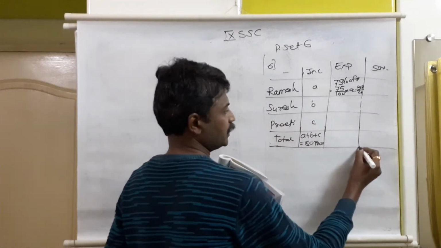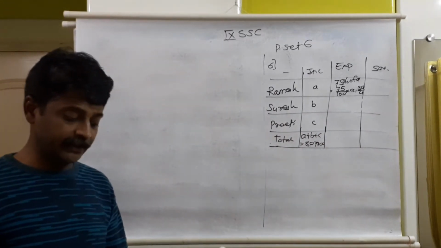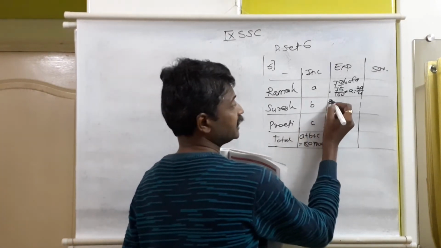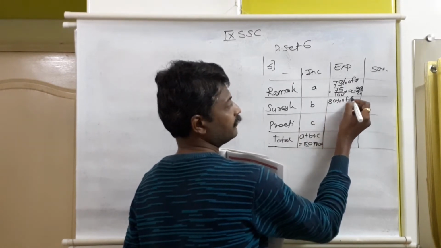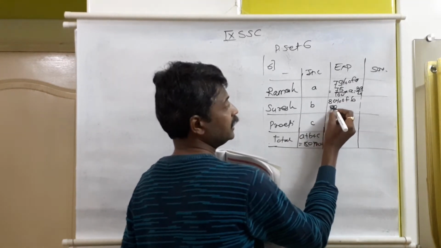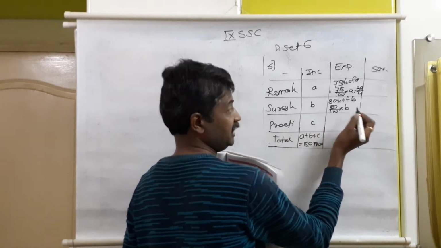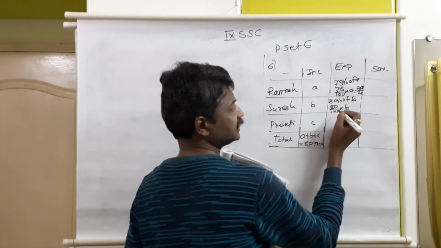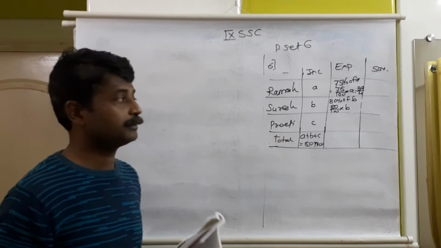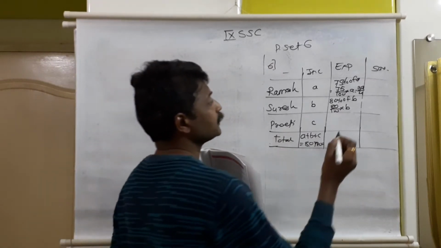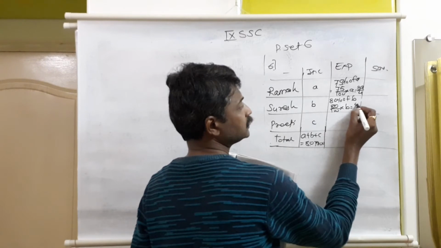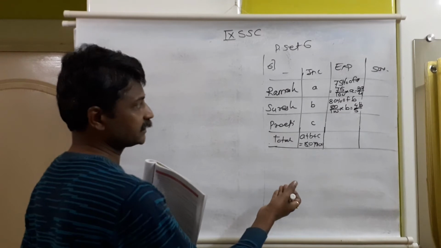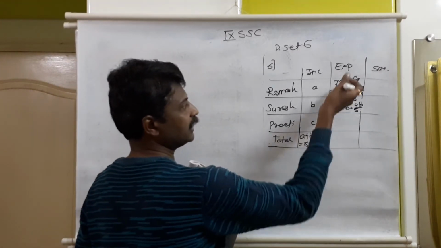Now for Suresh, what is given? Suresh spends 80% of his income. We consider Suresh's income as B, he spends 80%, so 80% of B. How to write it? 80% of B is 80 upon 100 into B. It can be simplified further. 0 will get cancelled. Then 8 upon 10 into B. 8 upon 10, 2 4s are 8, 2 5s are 10, so 4B upon 5. Instead of writing it there, expenses I will write it down, and only values we will write here.